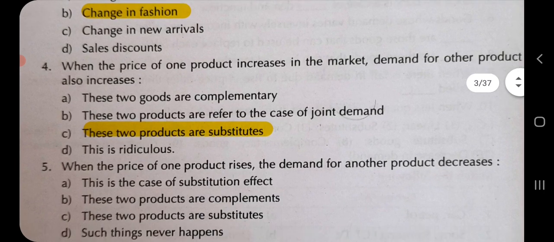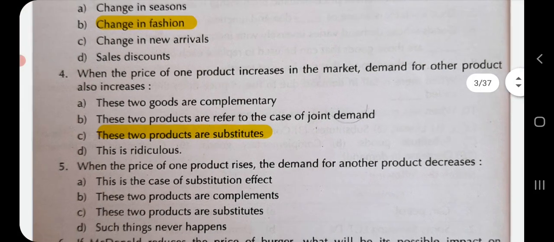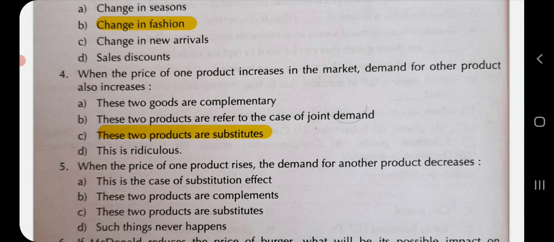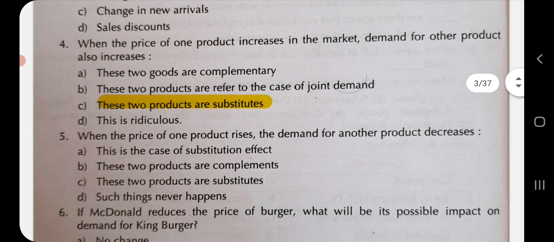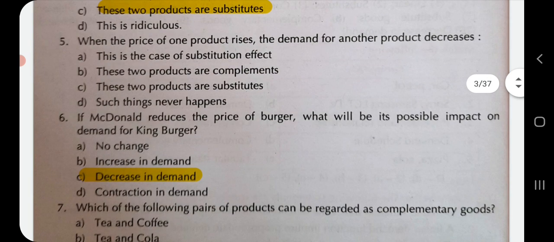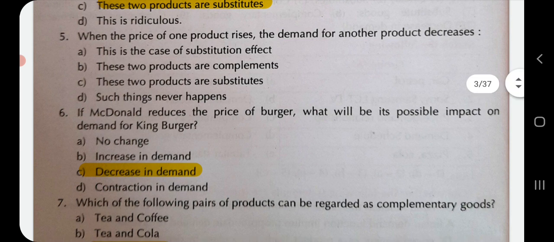Next question, when the price of one product increases in the market, the demand for other products also increases, and this is about the substitute goods, right? Fifth question, when the price of one product rises, the demand for another product decreases, and this is about complementary goods. So what will be the answer? These two products are complements. Second B is the correct option.